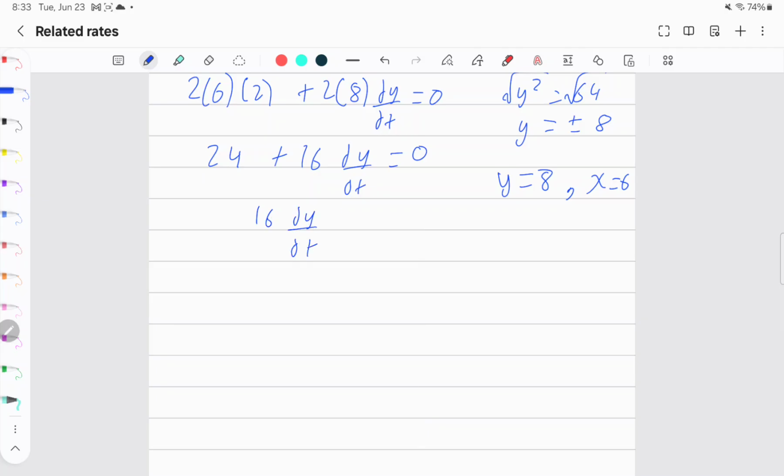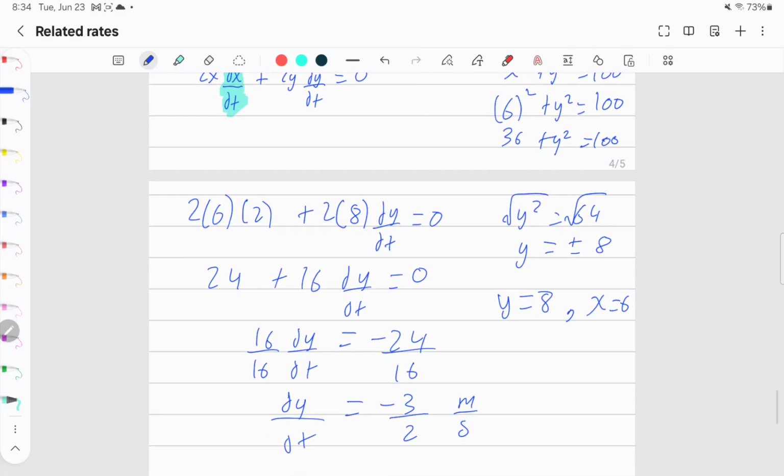16 dy over dt equals minus 24. Now if you further simplify, you divide 16 on both sides. And then you get dy over dt equals minus 24 over 16, you simplify it probably with the table of 3 — so it's going to be minus 3 divided by 2. And again, y is just a distance, so it's going to be meters per second.